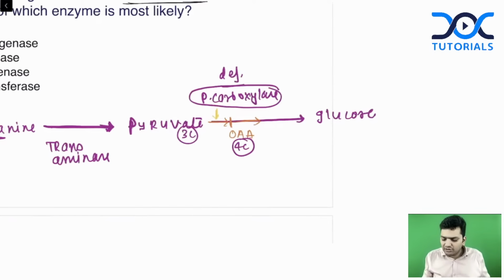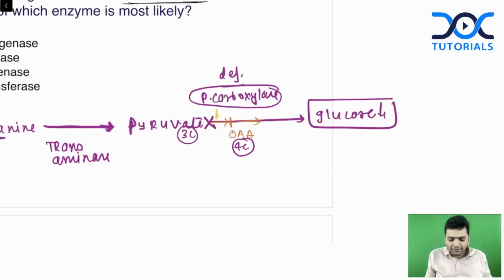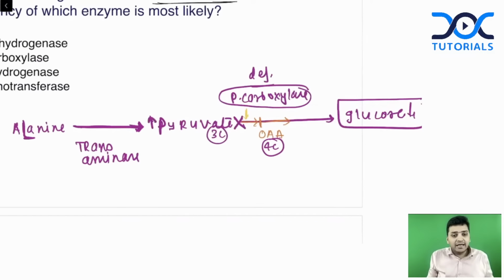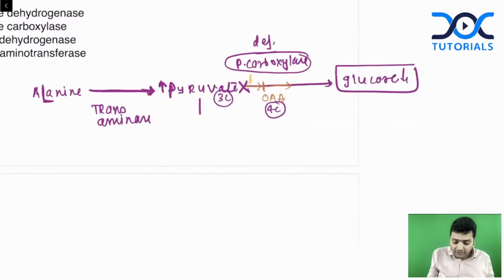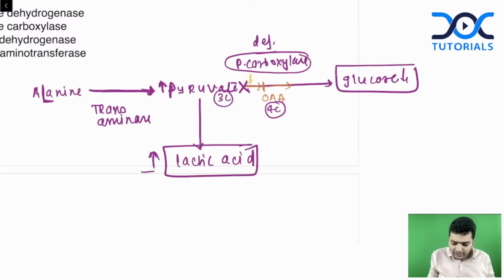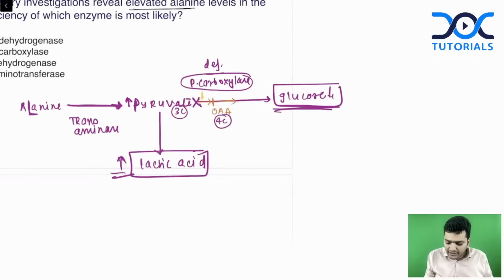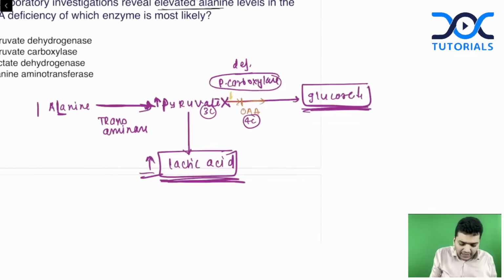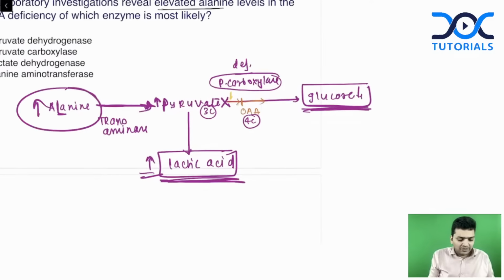And what happens with the glucose level? Less. And because this reaction is not happening, the pyruvate will increase. And because the pyruvate is increasing, it can convert into more lactic acid. So you can see hypoglycemia is happening and there is more lactic acid. And because this reaction is not happening, the alanine will also be more. There is more alanine, more lactic acid, and less glucose.